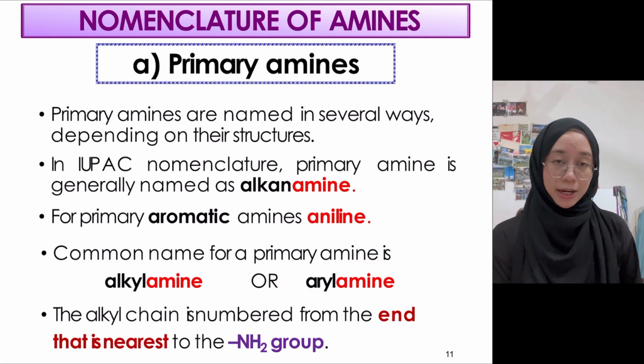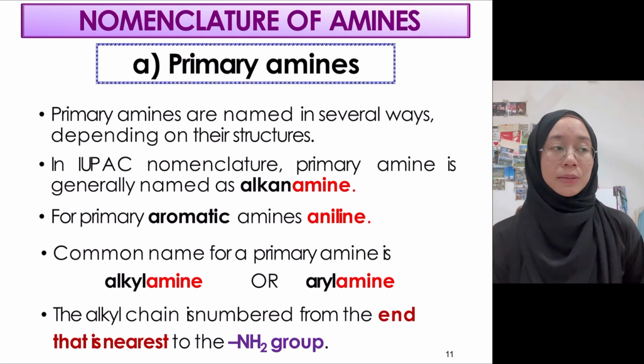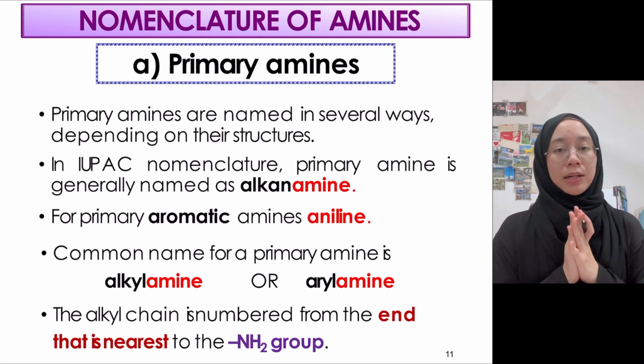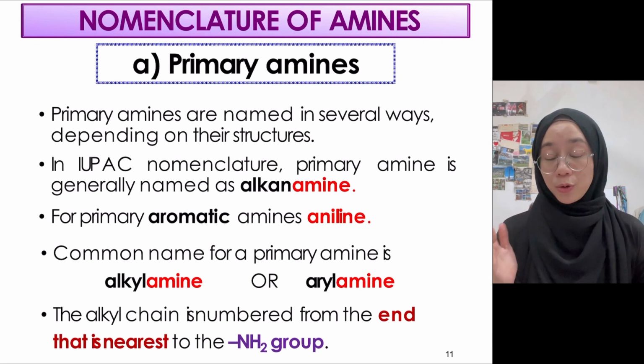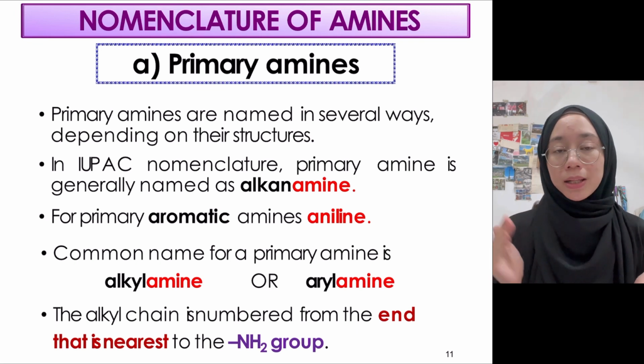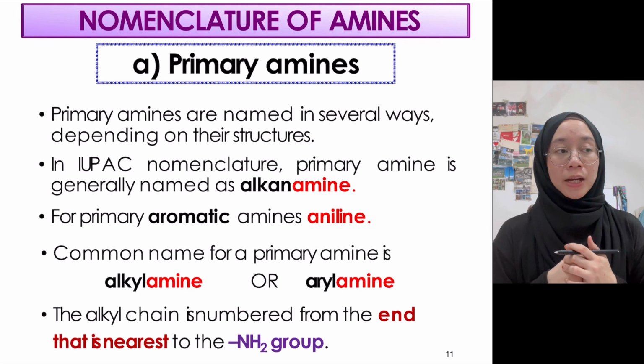Okay, so the alkyl chain is numbered from the end that is nearest to the NH2. So macam biasa, parent chain kita kena cari the longest carbon chain. Okay, and then kena make sure ada nitrogen group lah, kena make sure ada amino group attached kepada kita punya longest carbon chain. Lepas tu kena bagi tahu position of the amino group dekat mana lah.